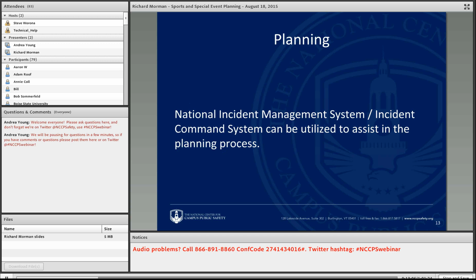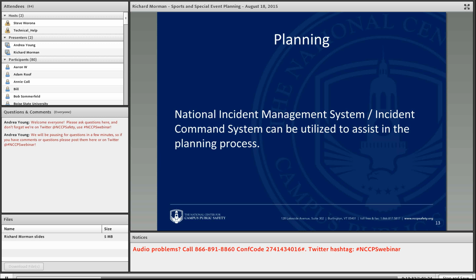Now we're going to talk a little bit about NIMS. It's a good resource. Consider it the best practice in planning and management. By now, most of us should be familiar with the National Incident Management System, specifically ICS, the Incident Command System. And what I want to say here about NIMS is that at the start of your planning process, you should be developing an ICS command structure just to assist you in your planning, to help you identify who needs to be on that team.